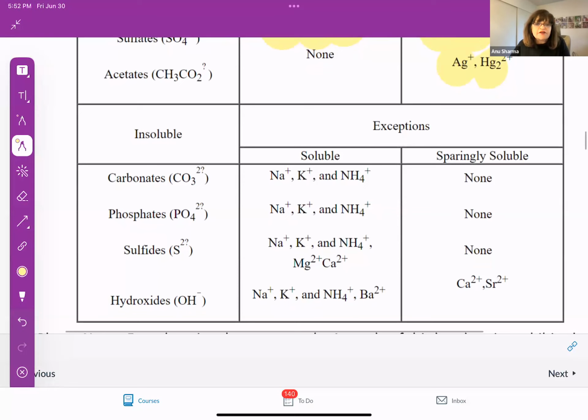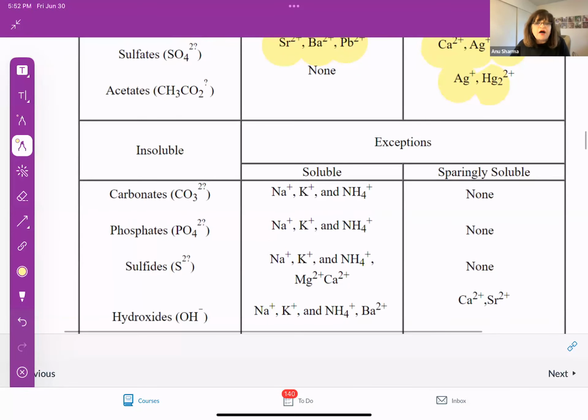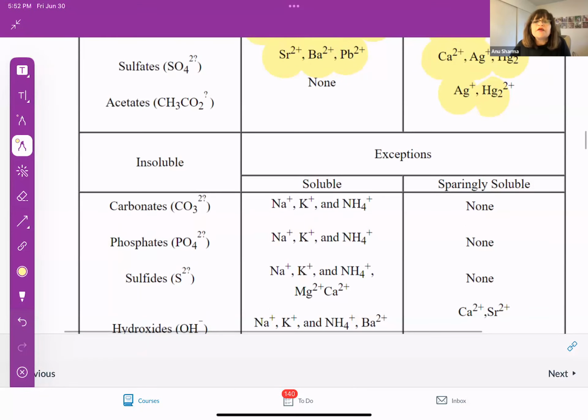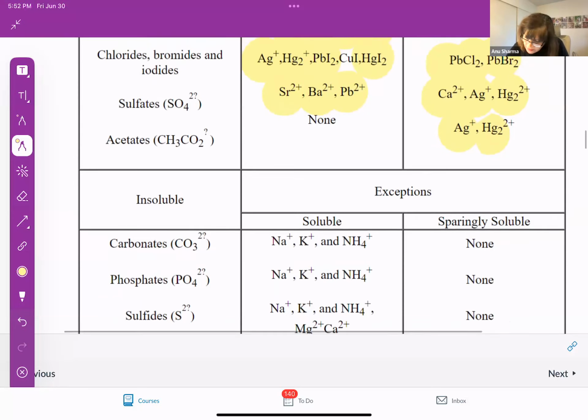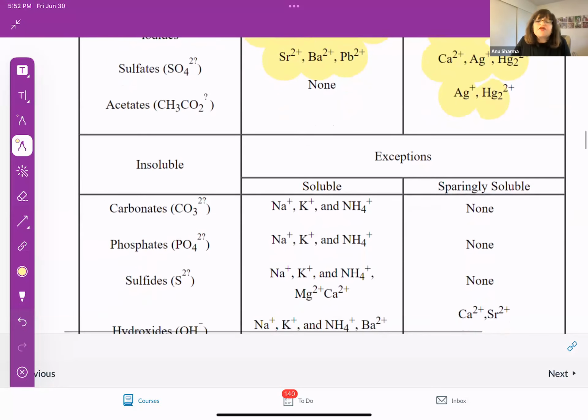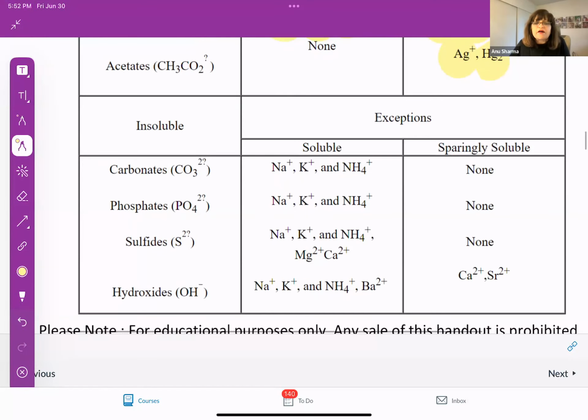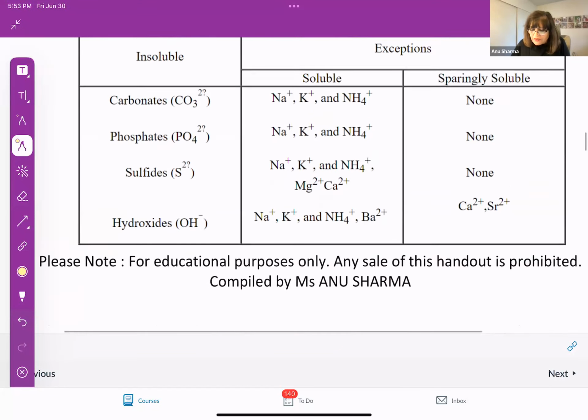Next is the sulfate. All the sulfates are soluble except barium, strontium, calcium, silver sulfate, lead sulfate, mercury sulfate. You see that? All of them are here. Acetates: all the acetates are soluble except the silver and mercury acetate. Next are the insoluble ones.